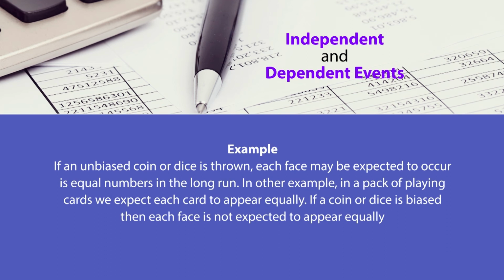If an unbiased coin or dice is thrown, each face may be expected to occur in equal numbers in the long run. In another example, in a pack of playing cards, we expect each card to appear equally. If a coin or dice is biased, then each face is not expected to appear equally.